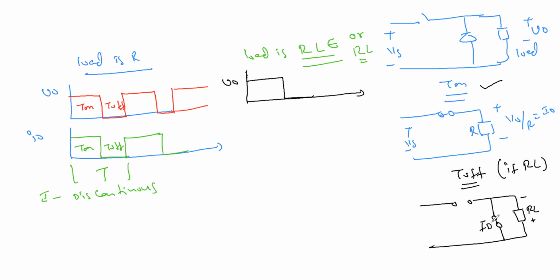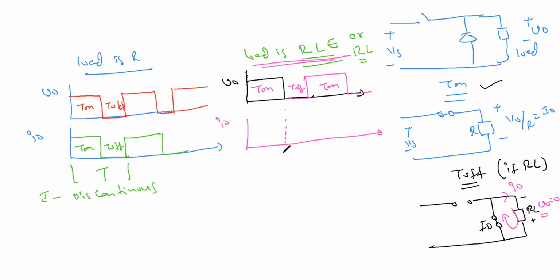So what will happen? The current starts flowing in the same direction. There is no change in the I0 direction. But V0 is 0. There is no change in V0. Even with the freewheeling diode, V0 is 0 during the turn off period. Again on, off period, on period. So V0 is the same, but the only change will happen in I0.